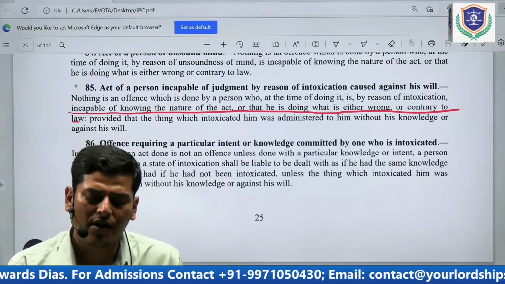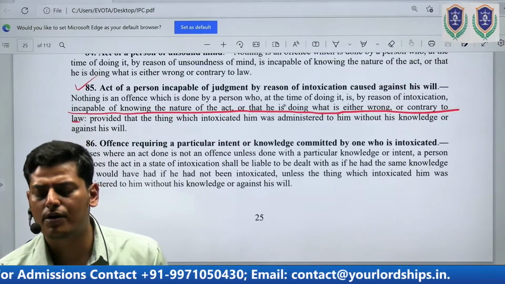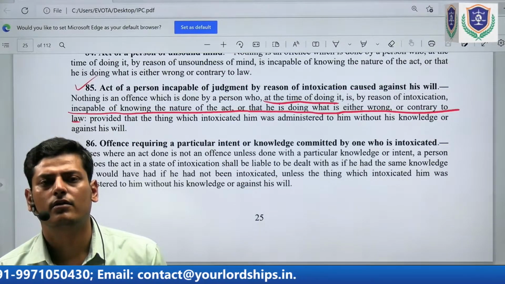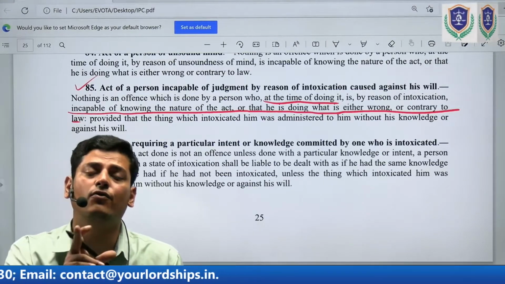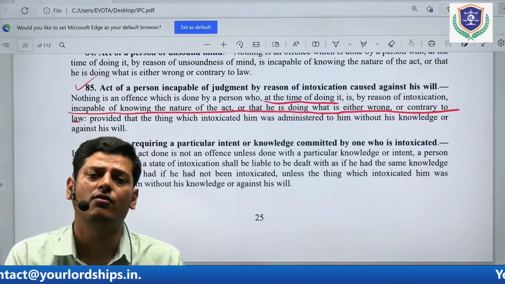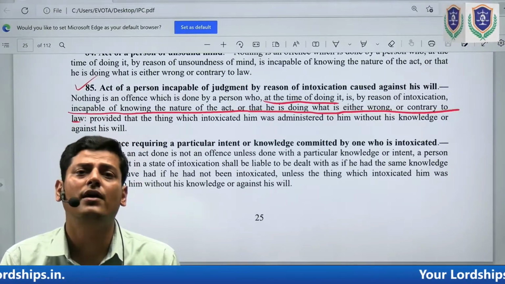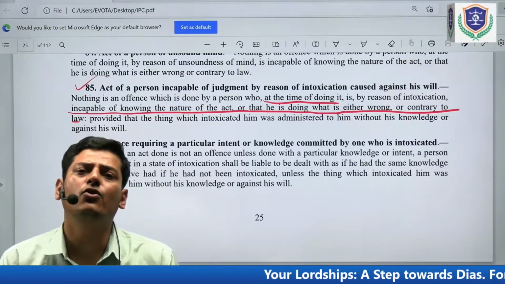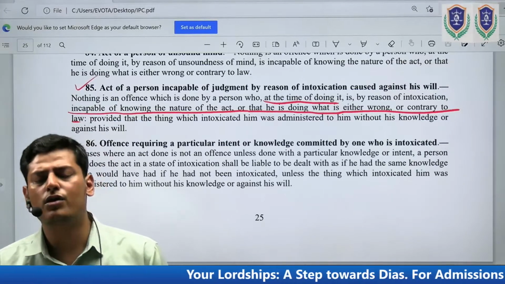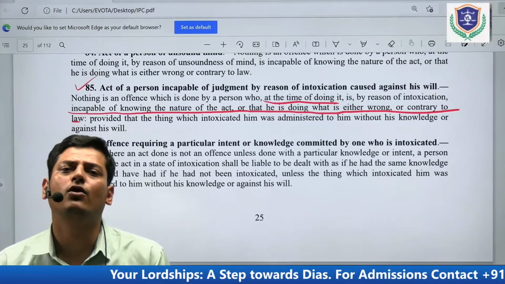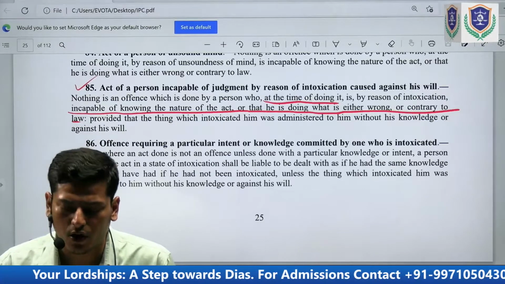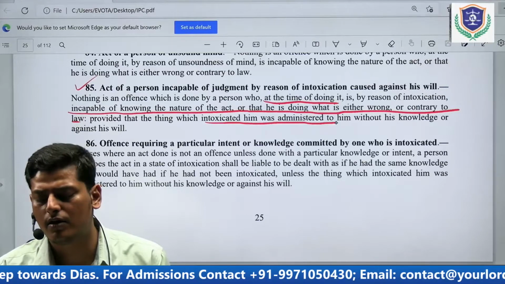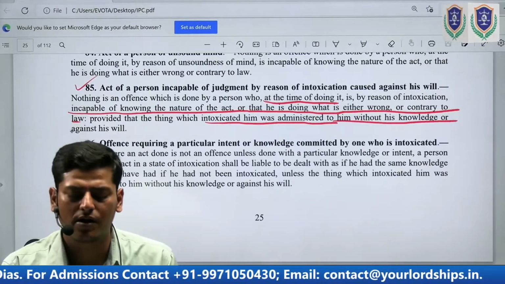So Section 85 says that nothing is an offense which is done by a person who, at the time of doing it, again, at the time of doing it, by reason of what? Section 84 deals with by reason of unsoundness of mind. Section 85 deals with by reason of intoxication. So by reason of intoxication, you are incapable of knowing the nature of your act, or that what you are doing was either wrong or contrary to the law. Provided that the thing which intoxicated him was administered to him without his knowledge or against his will.